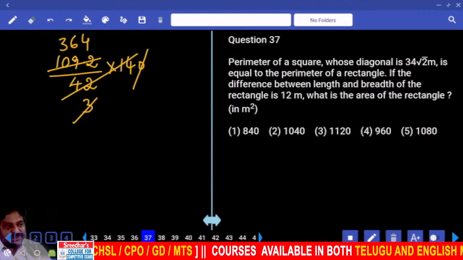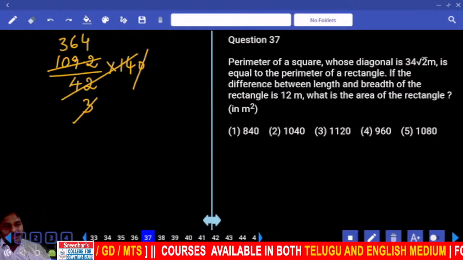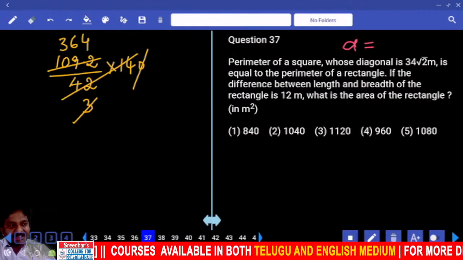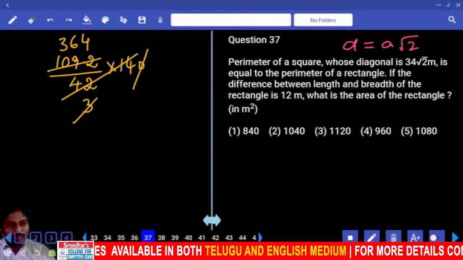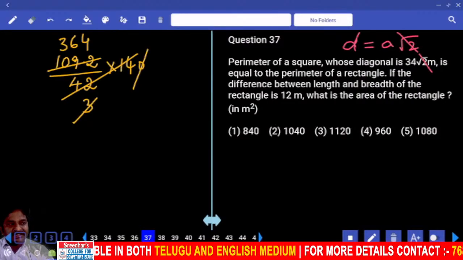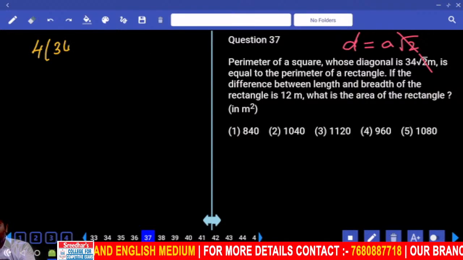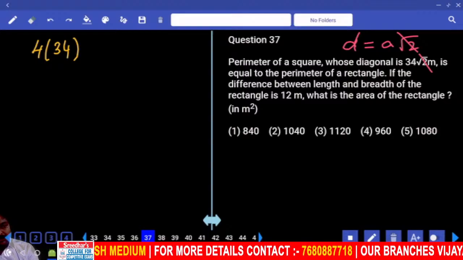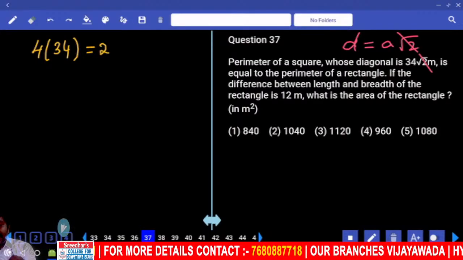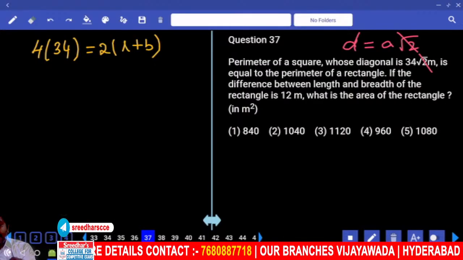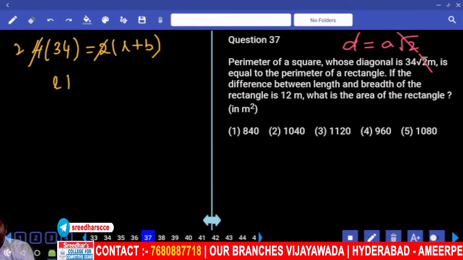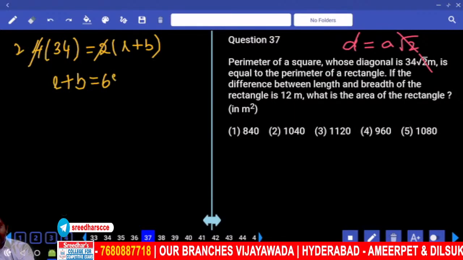Perimeter of a square whose diagonal is 34 root 2. Diagonal is equal to a root 2. Root 2 gets cancelled. A is equal to 34. Perimeter will be equal to 4 times 34, which is equal to the perimeter of the rectangle, 2 times (L plus B). 2 times here. So from this, L plus B is equal to 68.